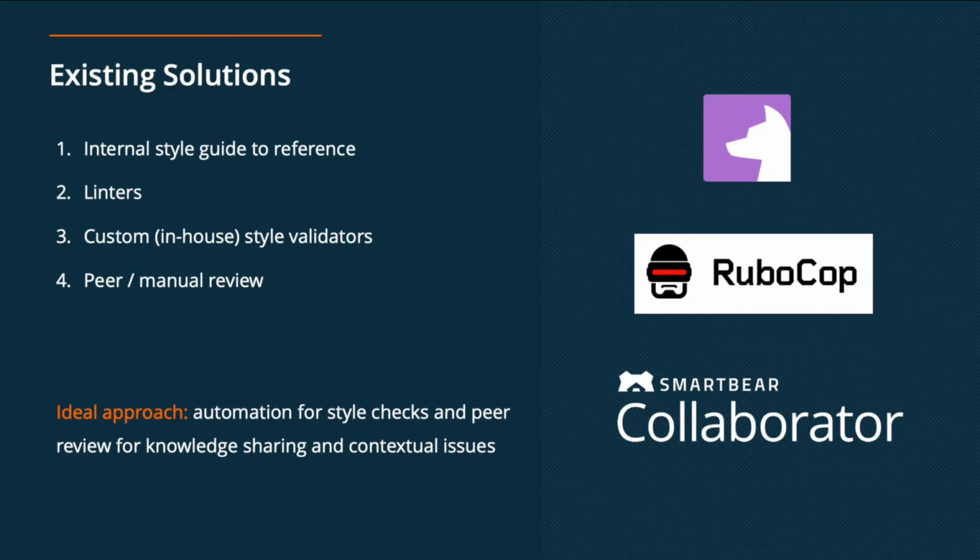But you can't only go with linters or style validators, because then you won't have the peer review, which is also really important, where you get someone to look at the context of what you're building, and share best practices as part of that review. So the ideal approach there is automation for style checks, but also a peer review process, so you can do that knowledge sharing and you can check for those contextual issues.